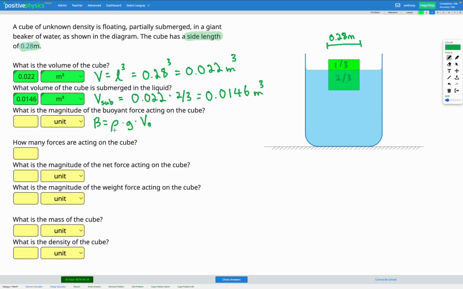We're in water. We know the density of water is 1,000 kilograms per meters cubed, multiplied by g, which is 10 on Earth, multiplied by the volume of the object submerged in the water, which was that second volume we just calculated. It's 0.0146 meters cubed. That gets us a buoyancy force of 146 newtons. Let's go ahead and fill that in here.